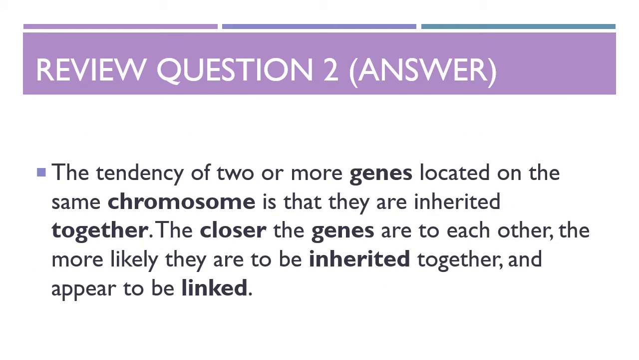Okay, the following statement relates to linkage. The tendency of 2 or more genes located on the same chromosome is that they are inherited together. The closer the genes are to each other, the more likely they are to be inherited together and appear to be linked. In roundabout terms, another way of saying that is if 2 genes are located on the same chromosome, and they're close together, it's likely that they're going to be inherited together with each other. If those 2 genes are inherited together, we say that they're linked.